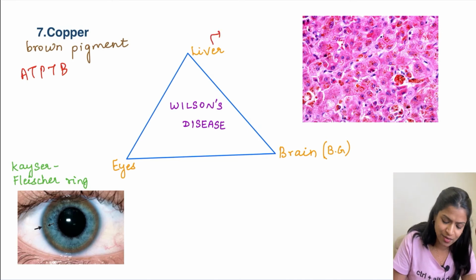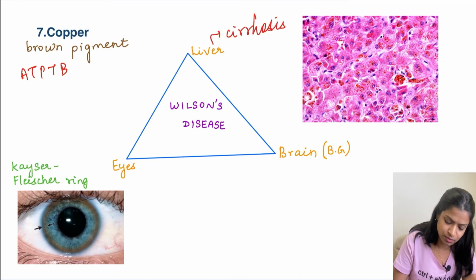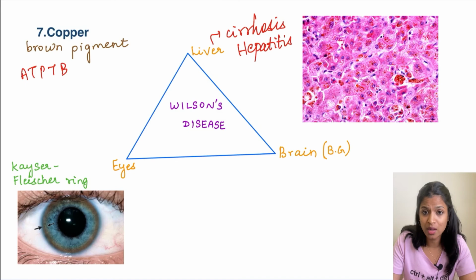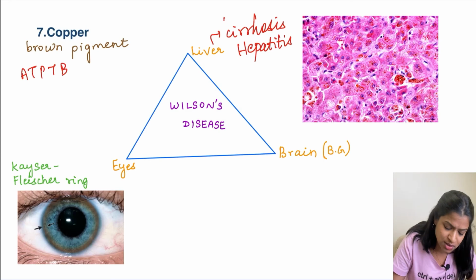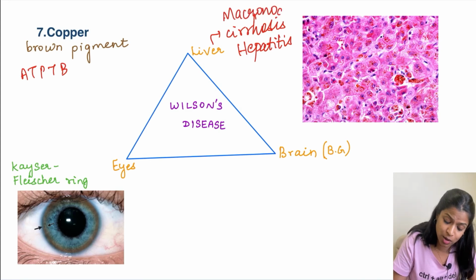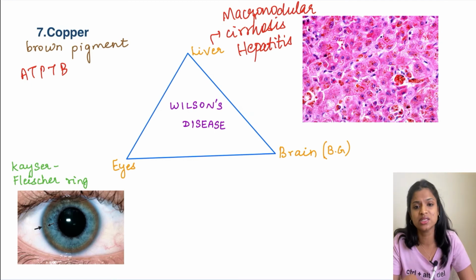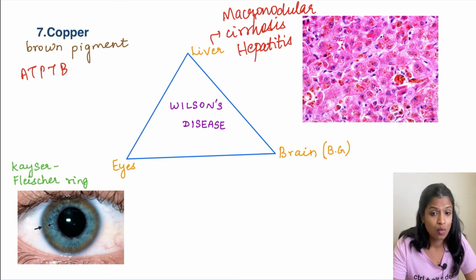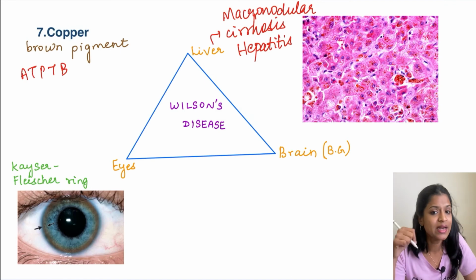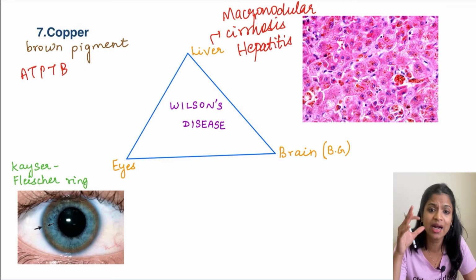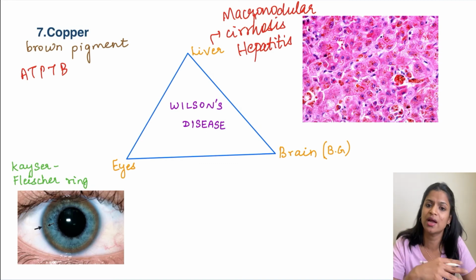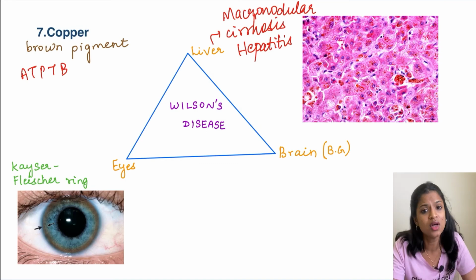So in liver again, it will lead to cirrhosis. It can also lead to hepatitis, which could be either acute, chronic or a fulminant hepatitis. So in any case, the final end result will be a macronodular cirrhosis over here. So we saw in hemochromatosis, it was micronodular cirrhosis. In Wilson's disease, it is macronodular cirrhosis. Why does cirrhosis happen? Because the liver is getting damaged. Like iron, copper also, I told you, was involved in Fenton's reaction. So that is again directly toxic, resulting in free radical injury. So hepatocytes are getting damaged, and the end result will be that of a cirrhosis.